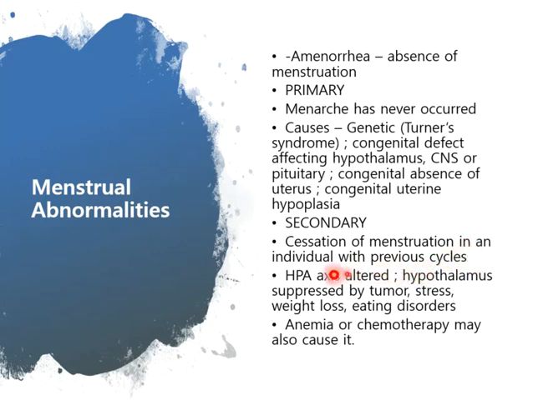But if it is not pregnancy, you can look at the HPA, the hypothalamic pituitary axis. It might have been altered. The hypothalamus might have been suppressed by a tumor. There might be some stress disorder, weight loss, or eating disorders. Also, anemia or chemotherapy may cause secondary amenorrhea. So all these causes may need to be looked into.